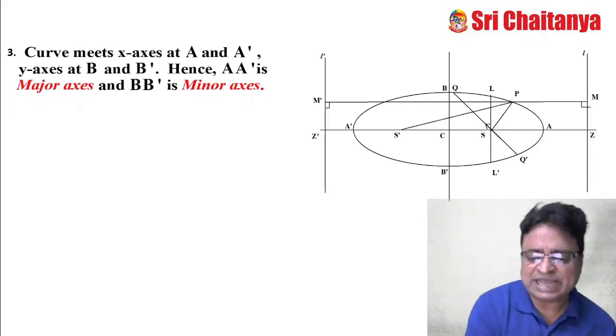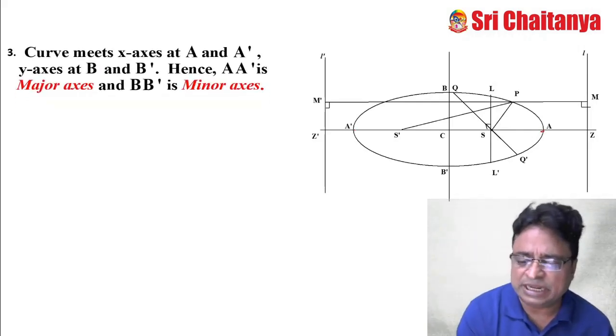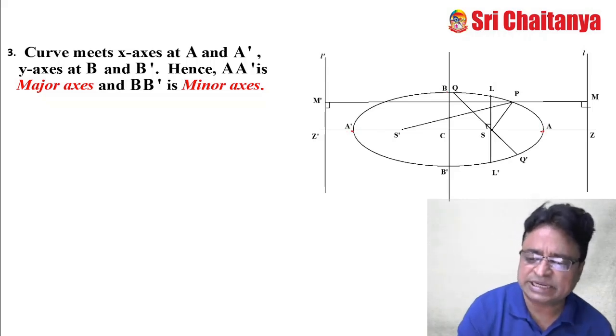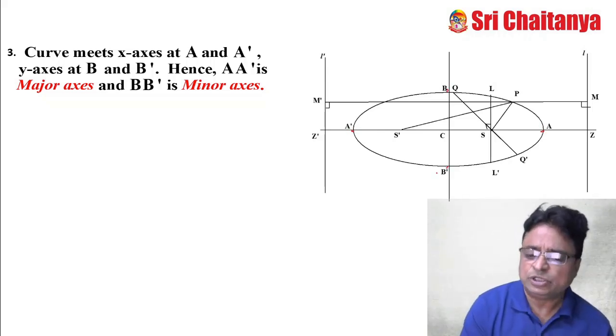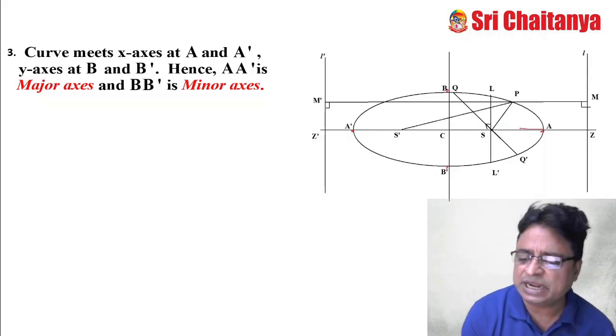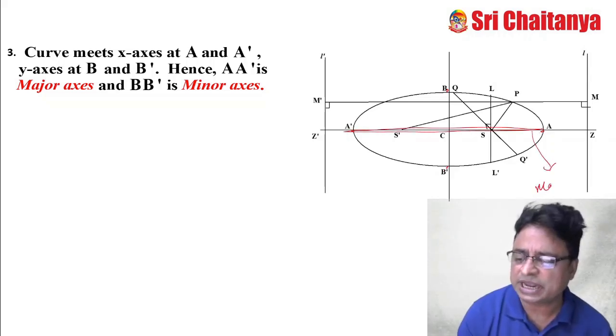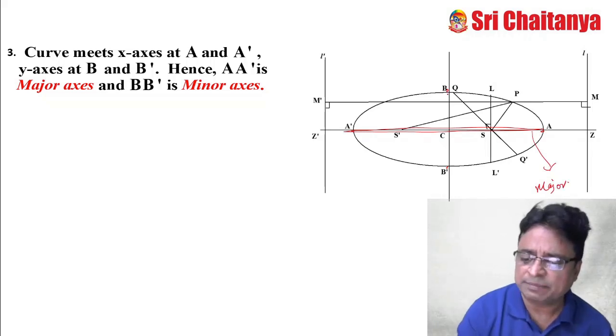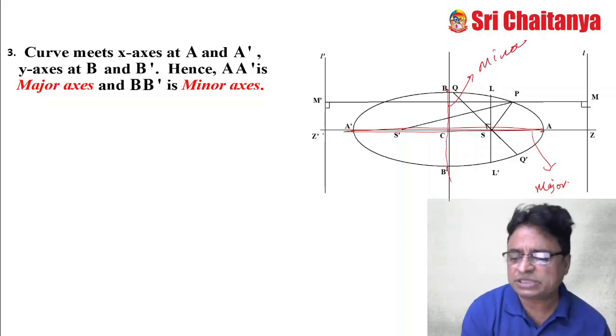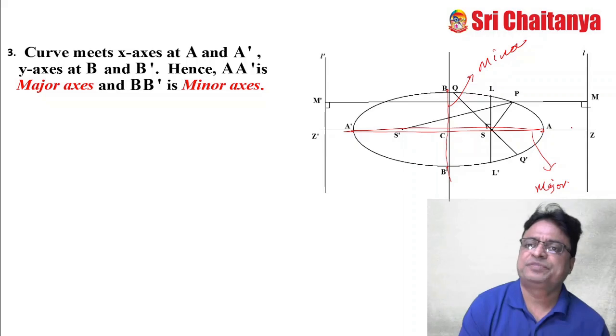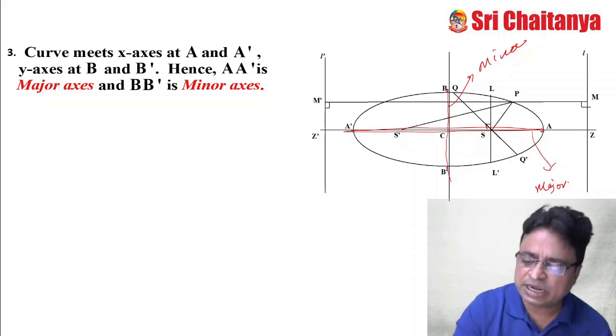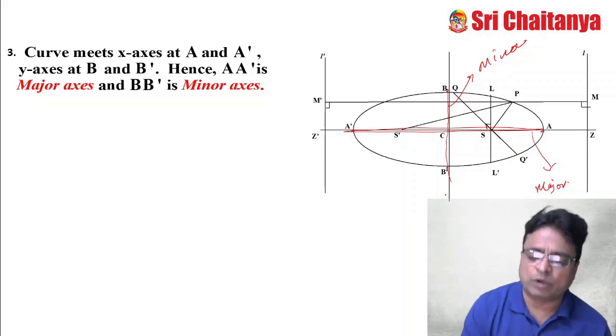See, the curve meets the x-axis at capital A and A dash, and the y-axis at capital B and B dash. So here capital A and A dash is called the major axis, and capital B and B dash is called the minor axis. So here the major axis is along the x-axis and the minor axis is along the y-axis.